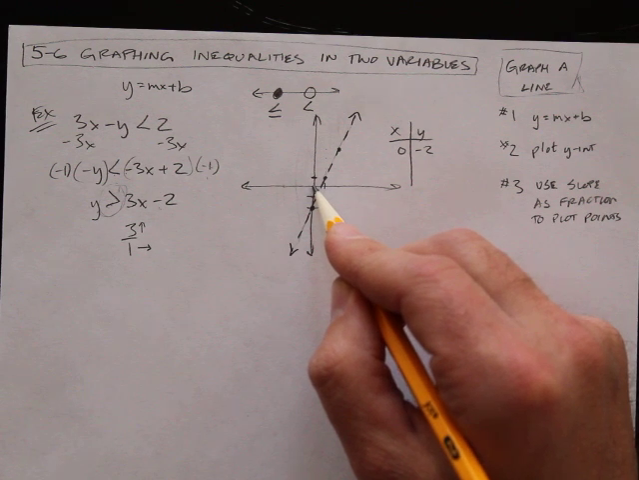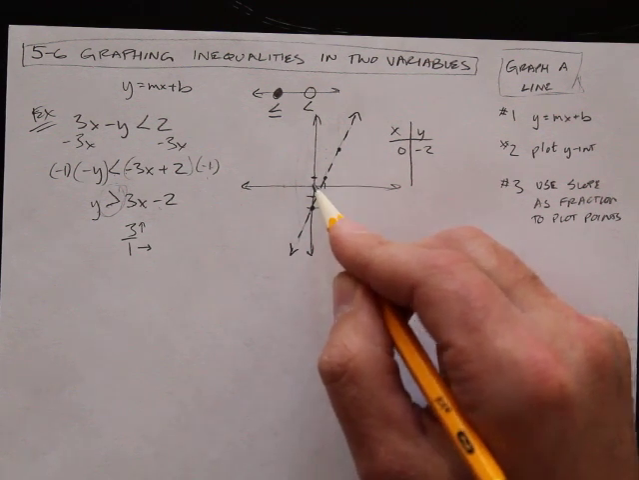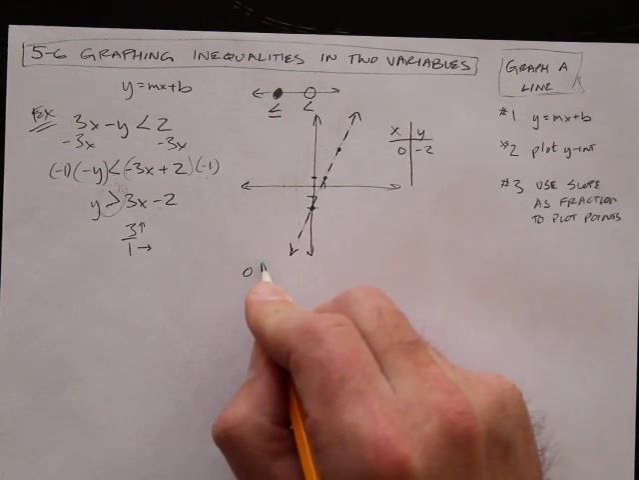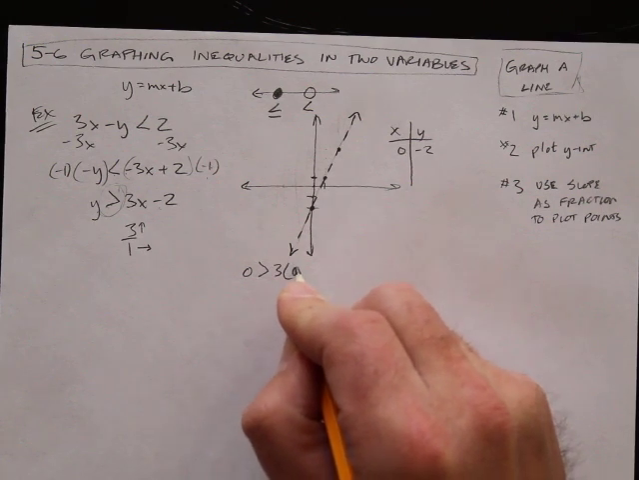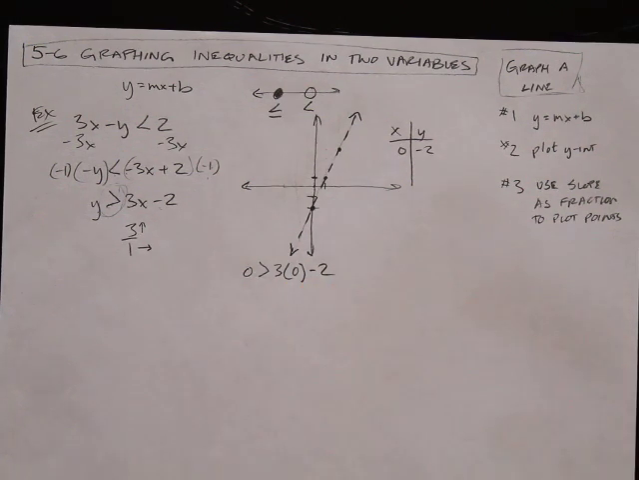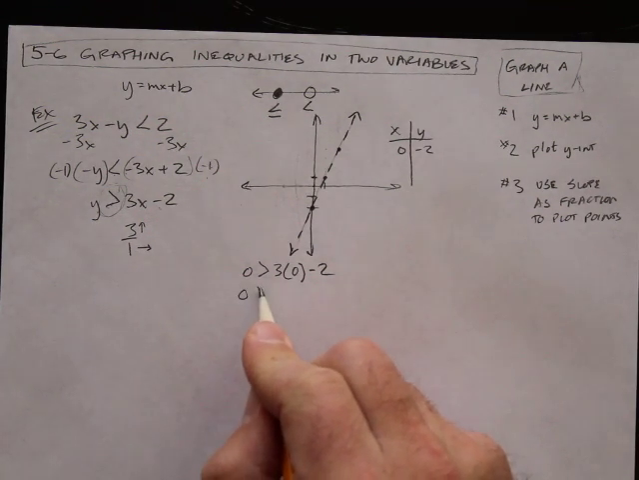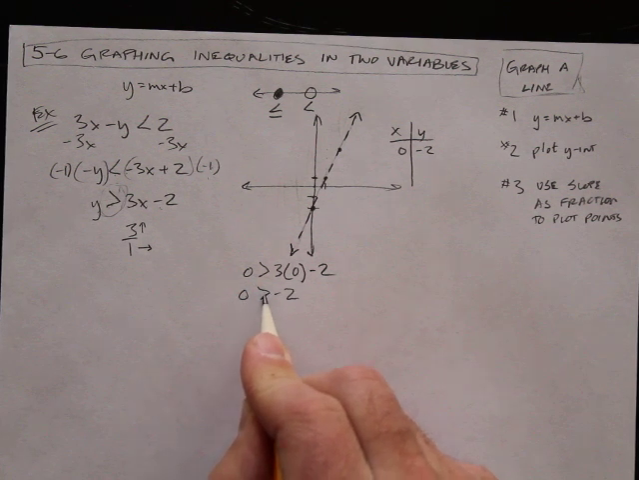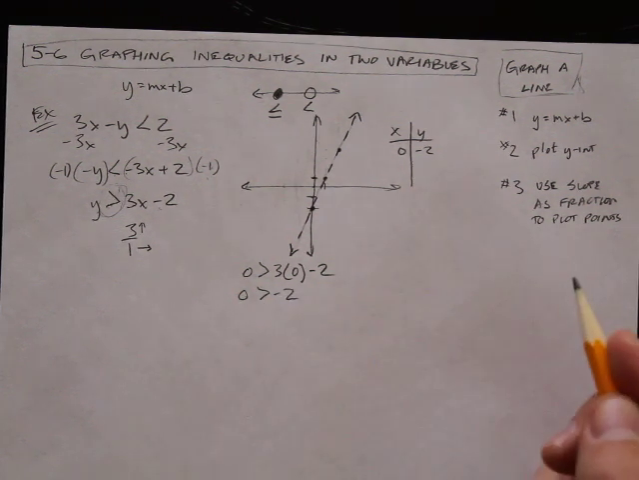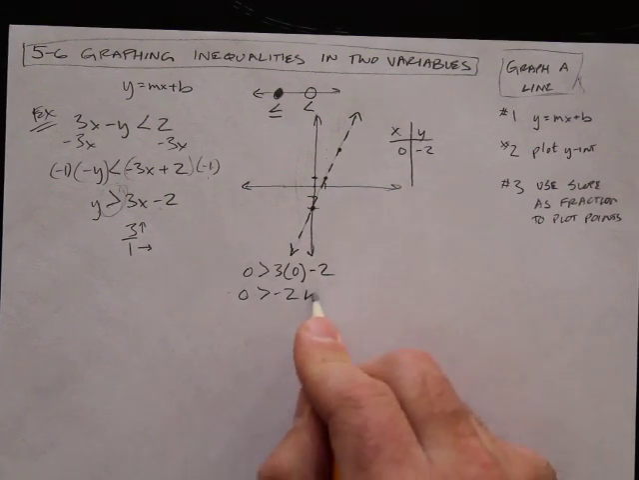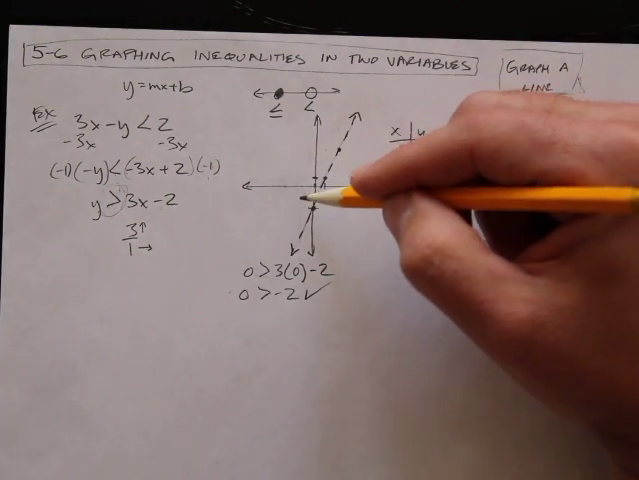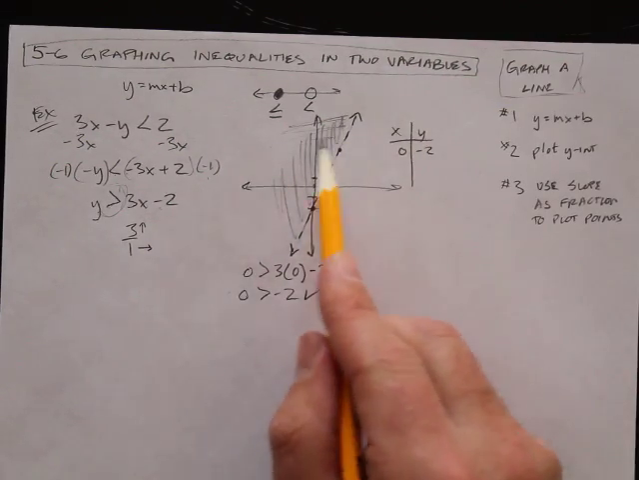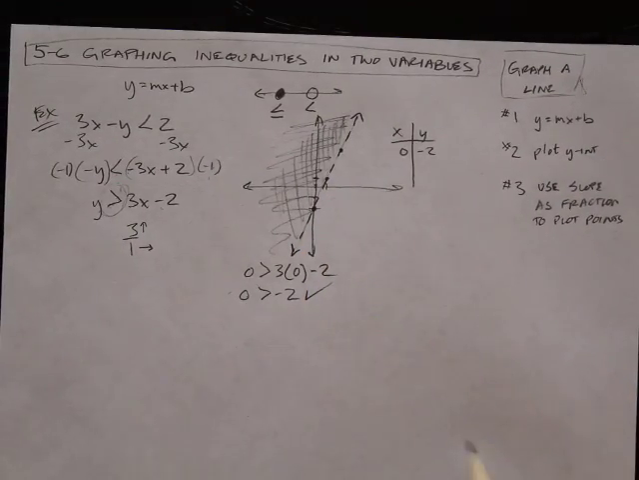0, 0 is a really good one if that's not on the line. So here's 0, 0. I'm going to plug in 0, 0. So if I plug in 0 for y, 0 is greater than 3 times 0, 0 for x, minus 2. So 0 is greater than 3 times 0 is 0. I've got negative 2 left over. Is 0 greater than negative 2? It is. So if this makes sense, yes, then I know 0, 0 is included in my solution, and I can just shade. Well, I don't have to get crazy with the shading, but there we go.